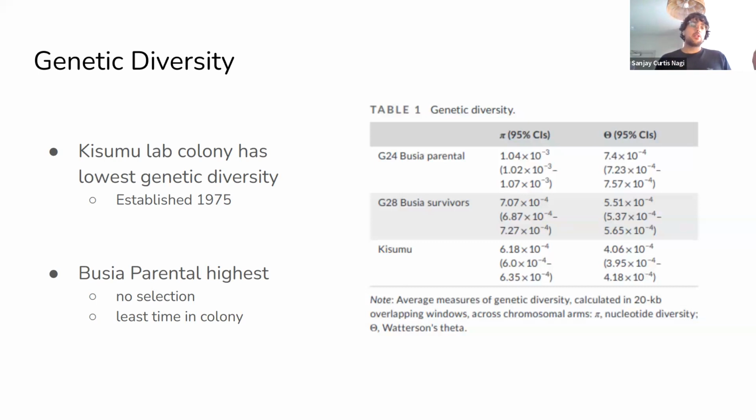And when we did this with the 3 strains in the BUSIA data, we found that the Kisumu lab colony had the lowest genetic diversity of the 3 groups. And that made complete sense because the Kisumu colony has been established since, I think, 1975. And so we know that it would have been through strong bottlenecks in a lab and should have lost diversity. Similarly, we find that the BUSIA parental strain has the highest diversity of the 3. And this makes sense because it had not been under any selections. And it had also spent, out of the 3 groups, the least time in colony. And the G28 strain was somewhere in the middle of that.